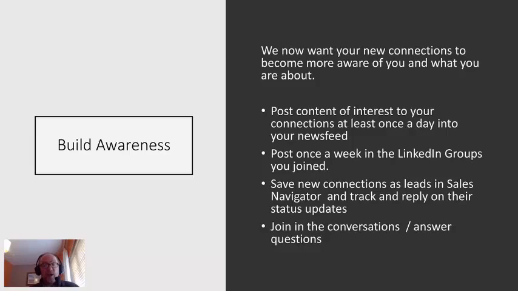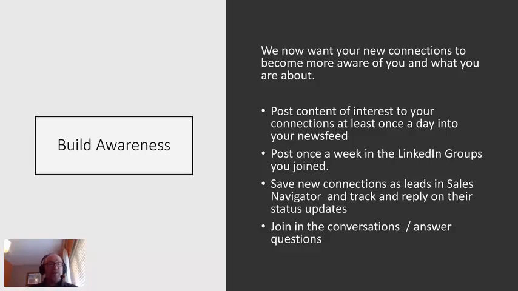So now that we've issued all these connection requests, we want to start creating the relationship and building the awareness, and the way we're going to do that is through content. As a follow-on to Julian's question, what we're not going to be running here is LinkedIn ads. This is all based around content sharing.